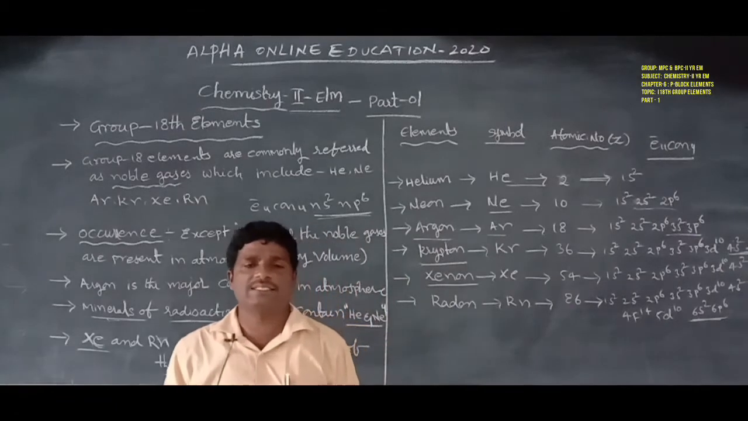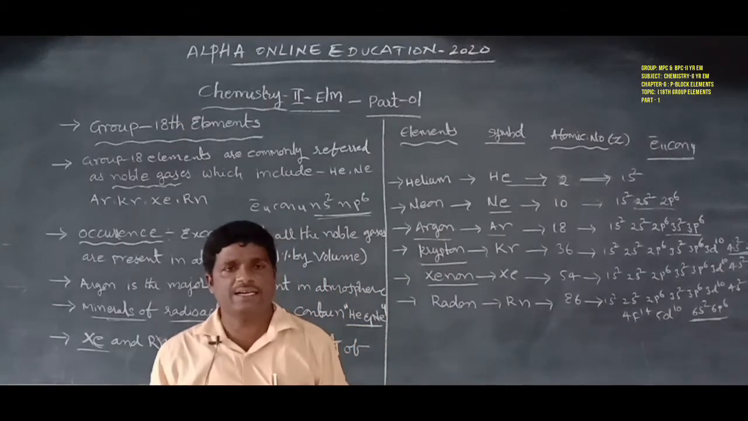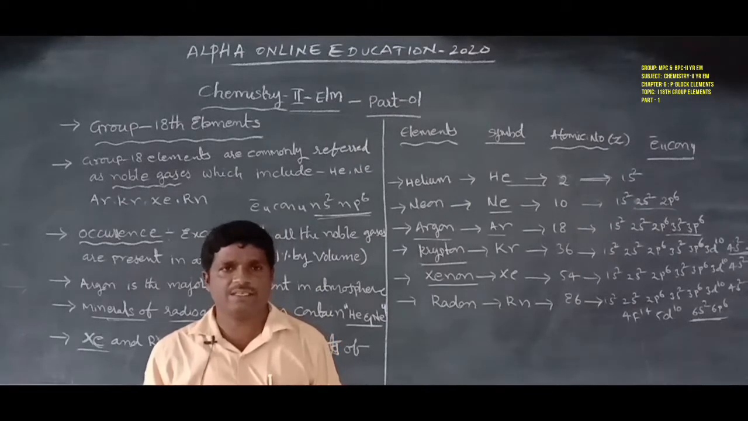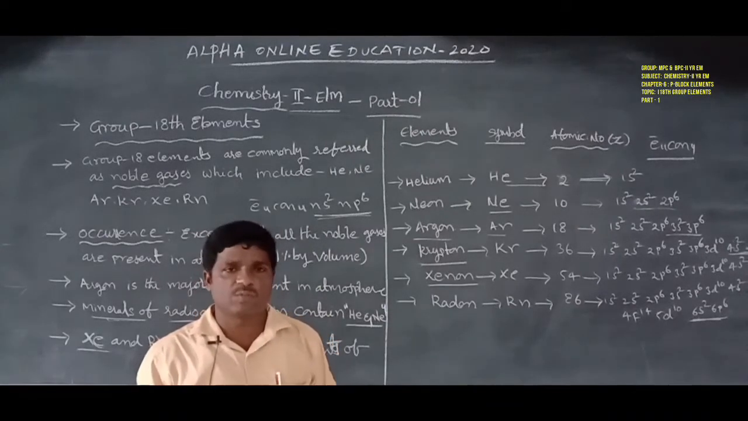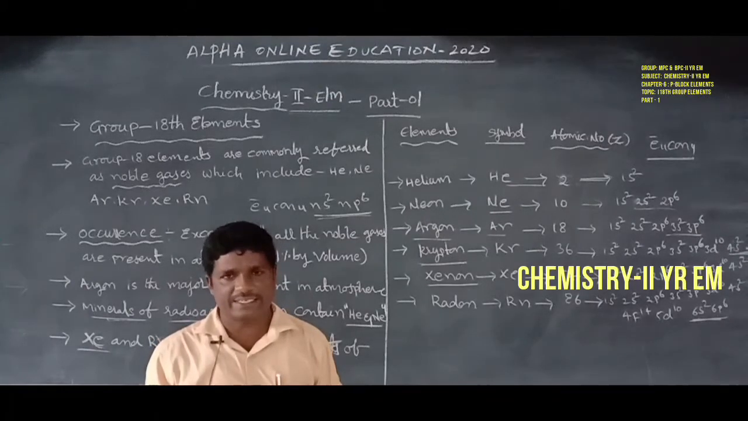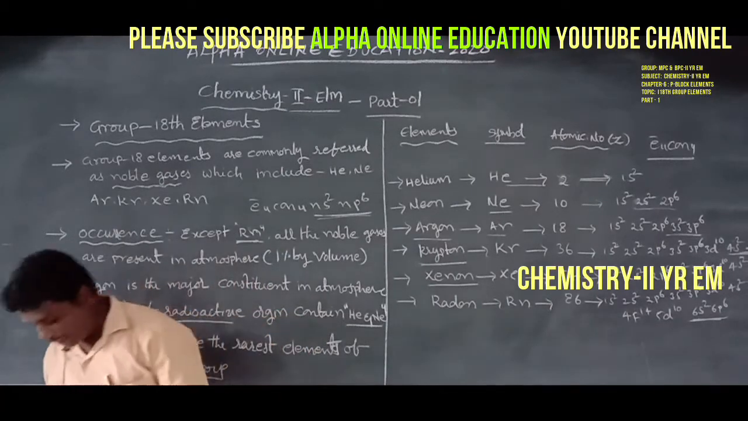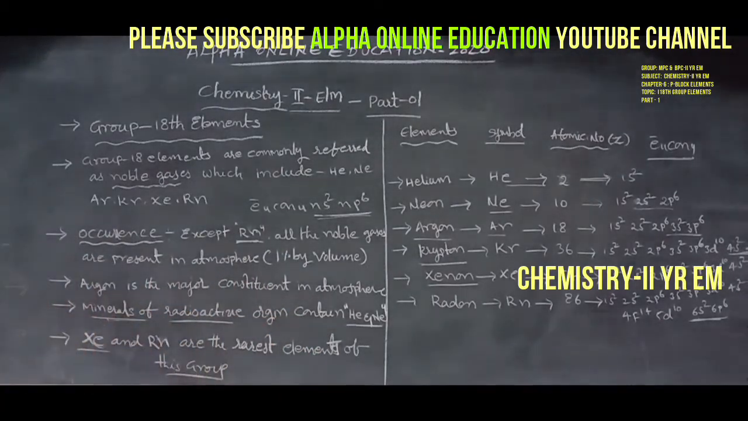So it is also called a stable electron configuration or octet rule. That is the electron configuration of the zero group elements, or 18th group elements, or noble gases, or inert gases.